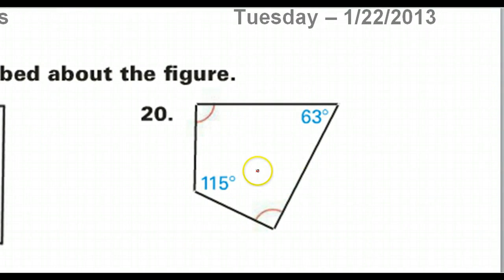However, when we're dealing with quadrilaterals, we can do a little bit more math with it. If there's going to be a circle that you can circumscribe around a quadrilateral, then these opposite angles should be supplementary. Okay, they should add up to 180.